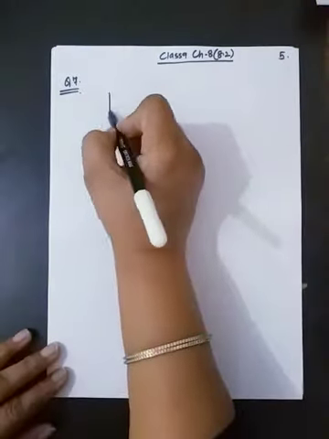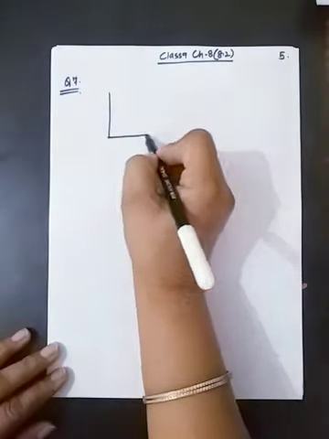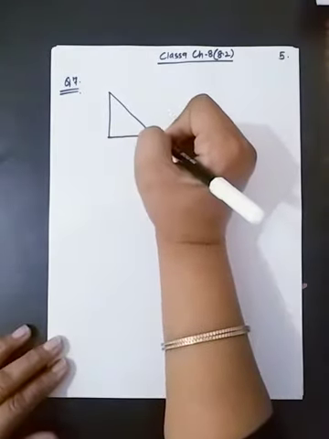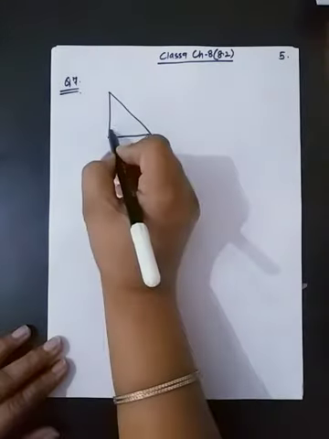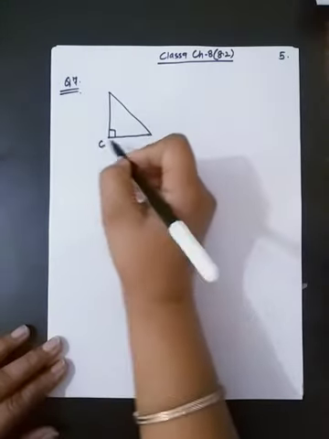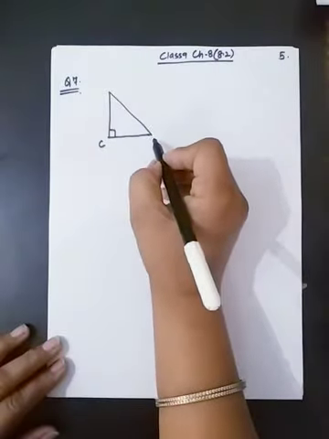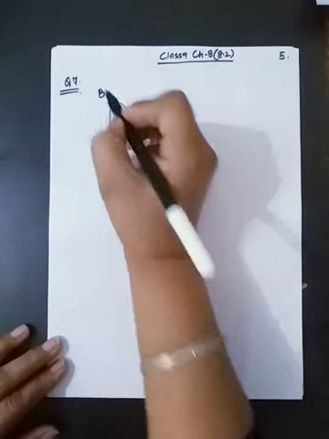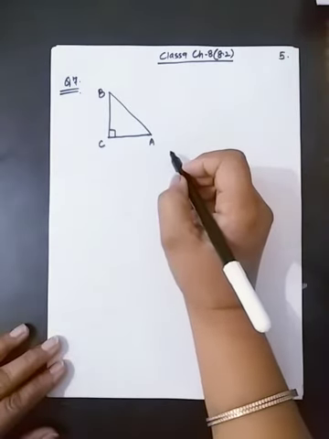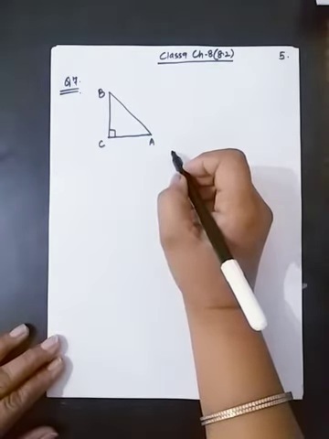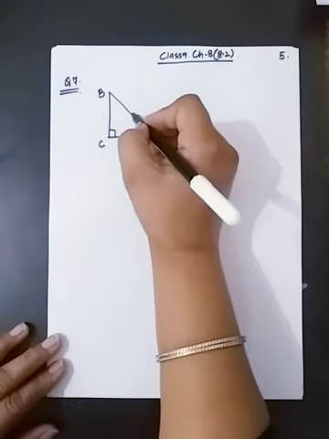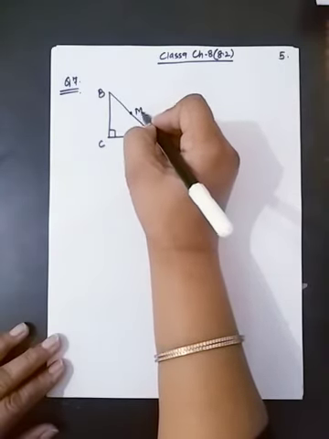Question number 7. ABC is a triangle right angled at C. So we have to draw the figure of a right angle triangle in which C is the right angle. A line through the midpoint M of hypotenuse AB. Here AB is the hypotenuse and M is its midpoint.